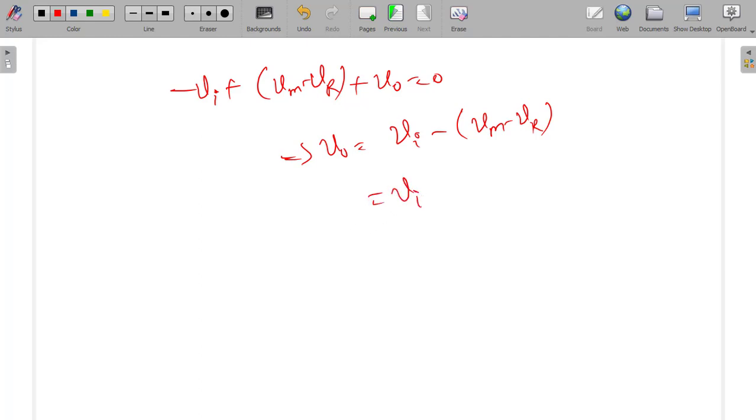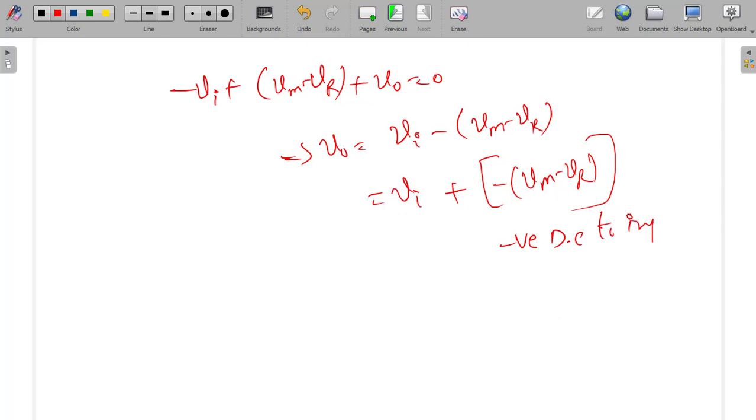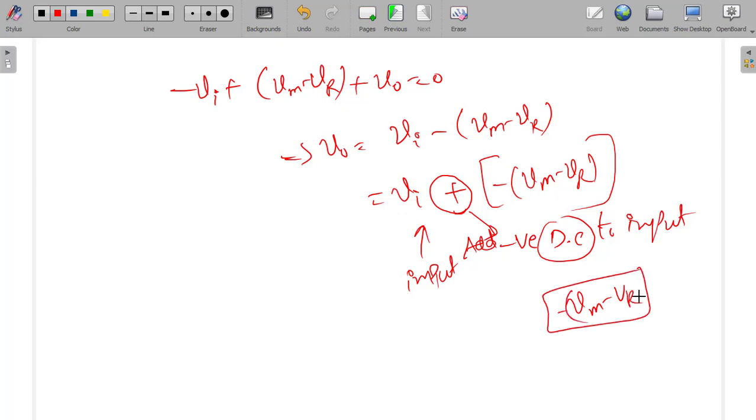So now let us find the different values of Vi. If I rewrite the equation, Vi plus minus of Vm minus Vr. So it is adding negative Vm minus Vr, that is a DC voltage. Adding negative DC to the input. What is the value of that negative DC? Vm minus Vr. The plus indicates addition, and the value you are adding is minus of Vm minus Vr. That is the value you are adding to the input.